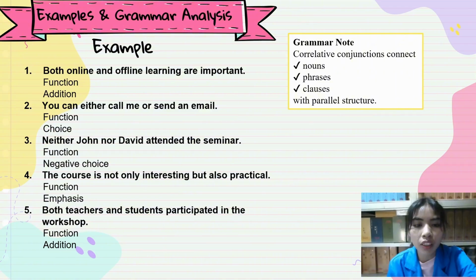Examples and grammar analysis. I have five examples. These are several examples of correlative conjunctions. They show how these conjunctions connect equal grammatical elements and make sentences more balanced. My note: correlative conjunctions connect nouns, phrases, and clauses with parallel structure.